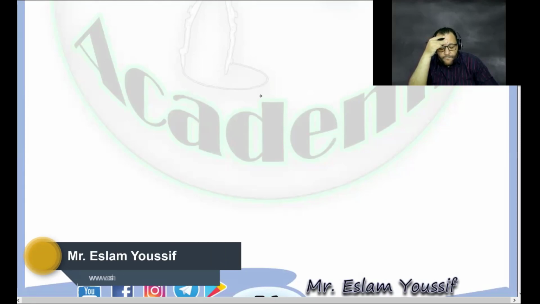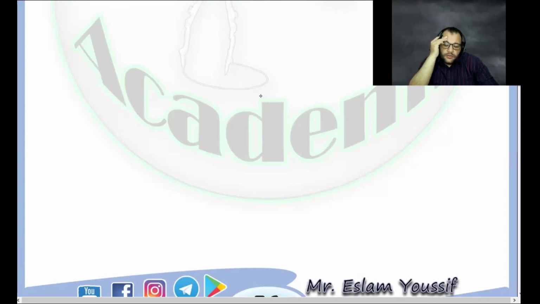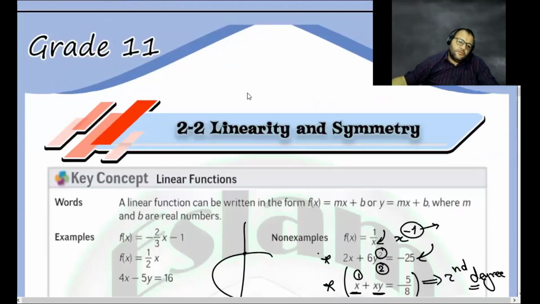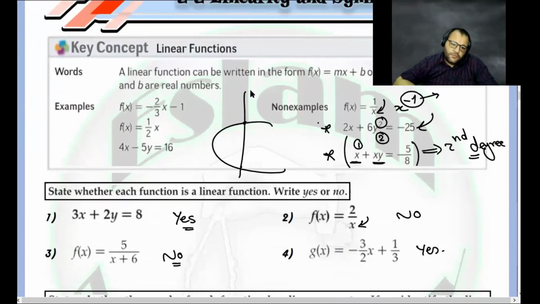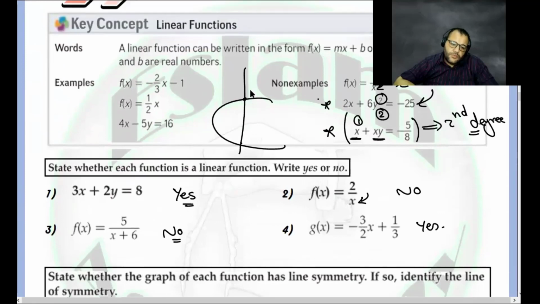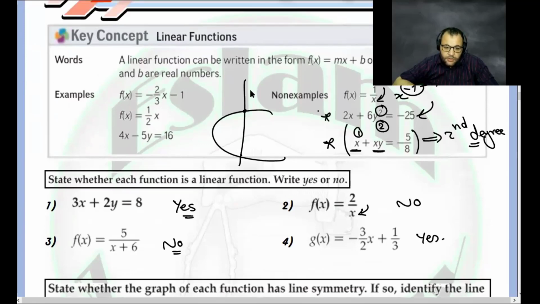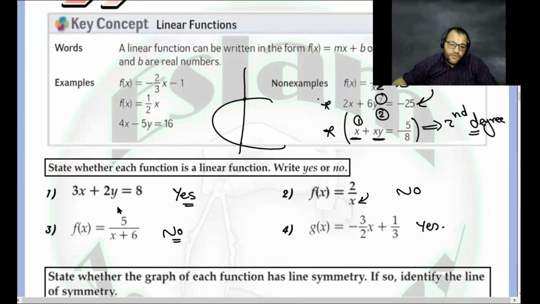Which lesson? 2.2. Question number 1. What is the meaning of linear relation? A relation of the first degree: x raised to the power 1 and y raised to the power 1. So in the first one, you will find x and y, both raised to the power 1. But for the second one, x is written in the denominator, which means x raised to negative 1. Because x is in the denominator, it's not linear. For number 4, it will be linear. That's all.